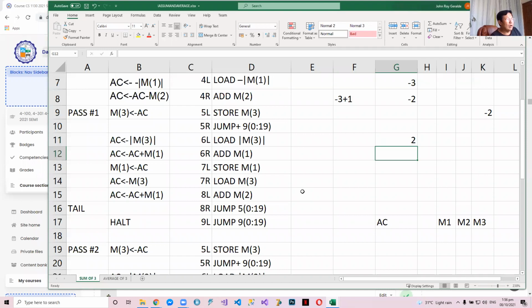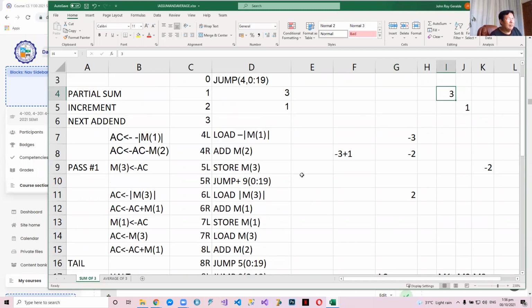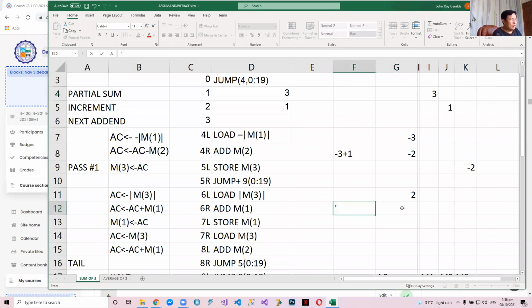And then we have to add M1. M1 is currently 3. So this is M1. So this will become 2 plus 3. Do you follow? So this becomes 5. Okay. And then store M1. So this is our next partial sum. This becomes 5. We now have computed the partial sum.